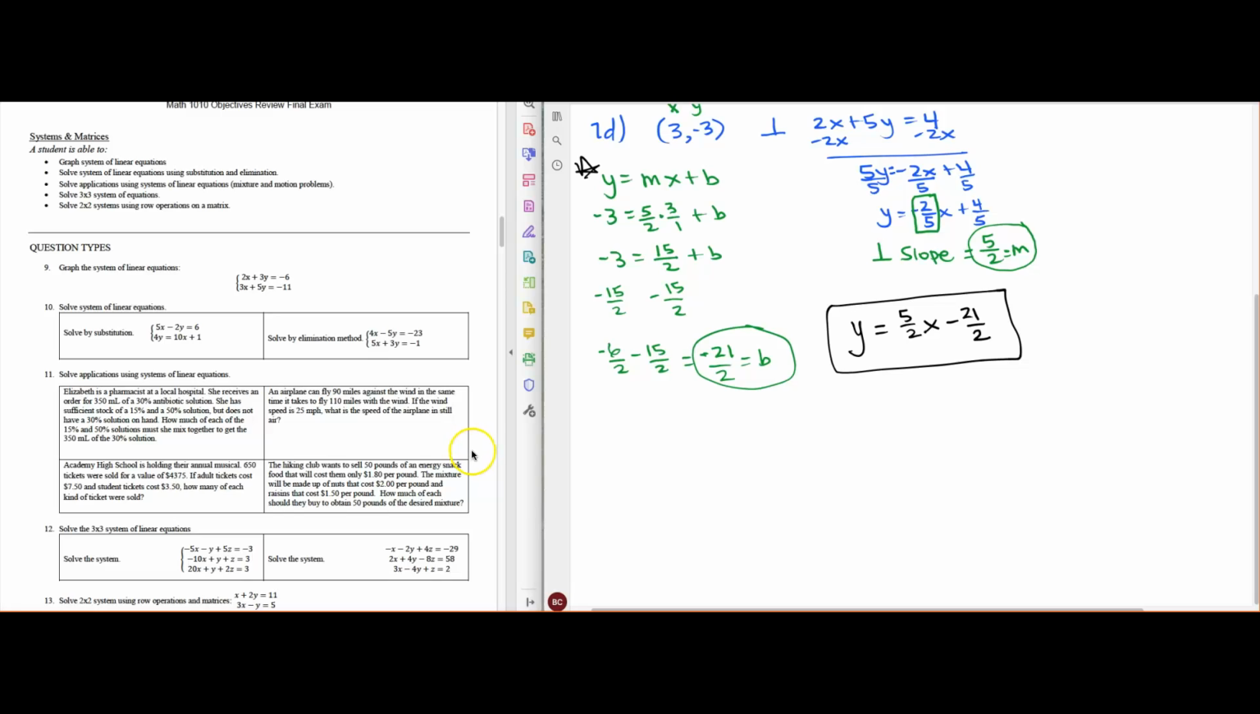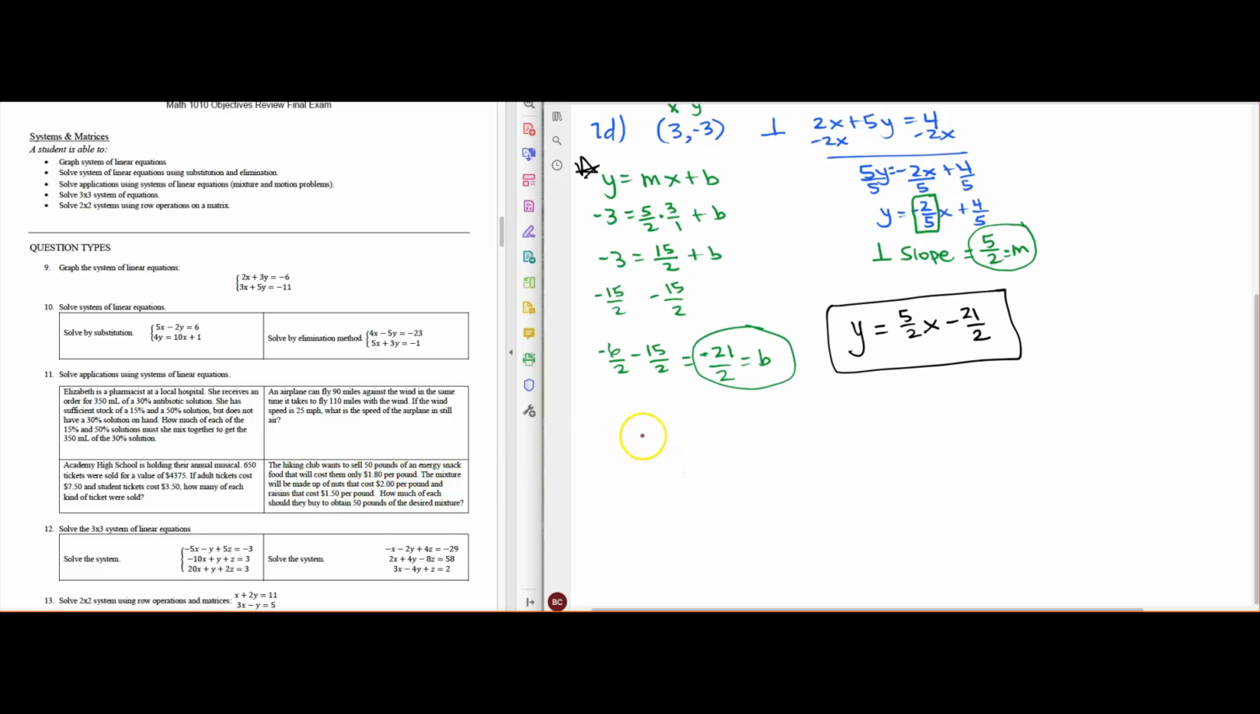Okay? All right, so let's look at some of these. I think you're pretty good on how to solve by substitution and elimination, but let's look at one of these story problems of sorts here. And let's do this hiking club one. That'll be a good one to look at. So the hiking club wants to sell 50 pounds of an energy snack food that will cost them $1.80 per pound. The mixture will be made up of nuts that cost $2 a pound and raisins that cost $1.50 a pound. How much of each should they buy to obtain 50 pounds of the desired mixture?